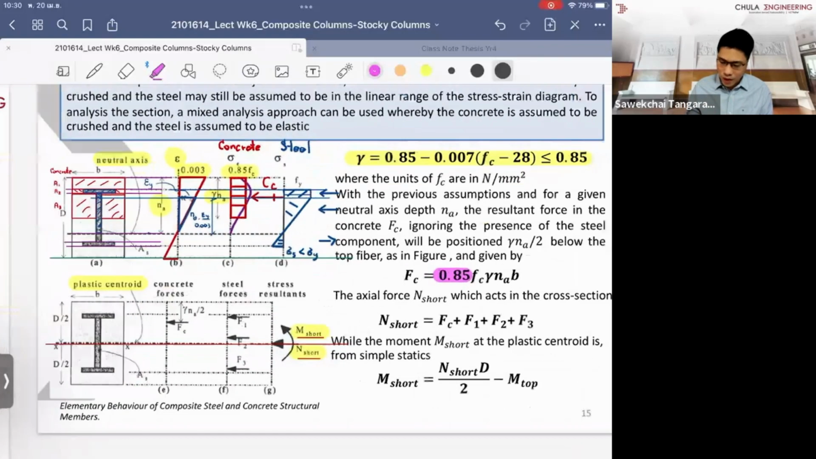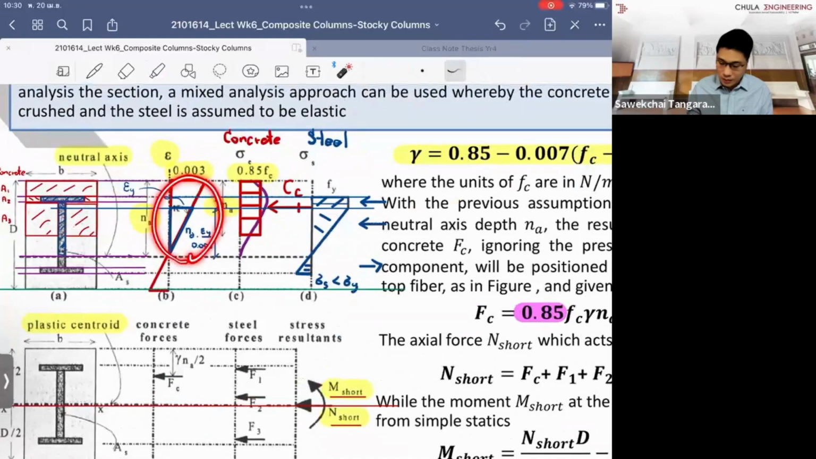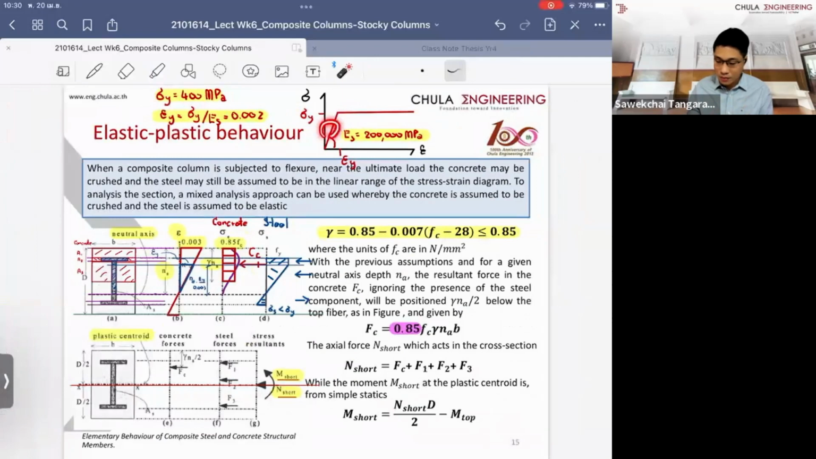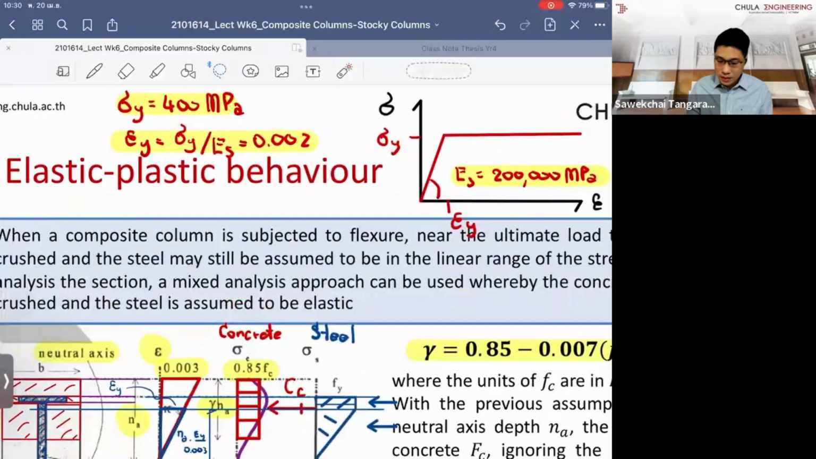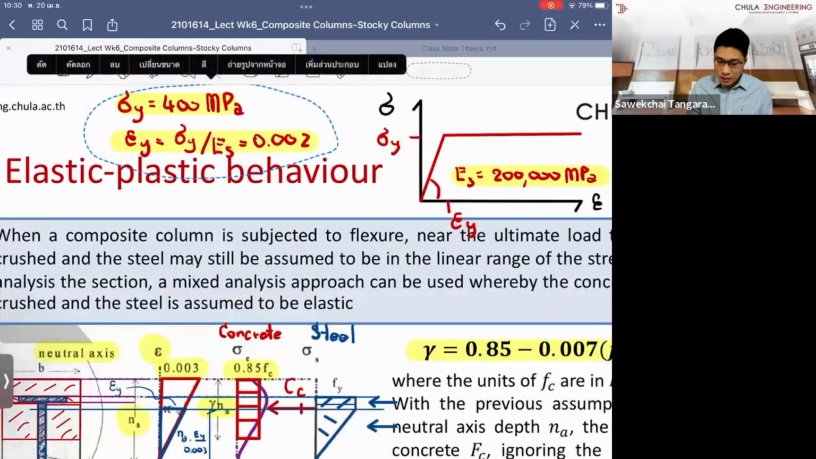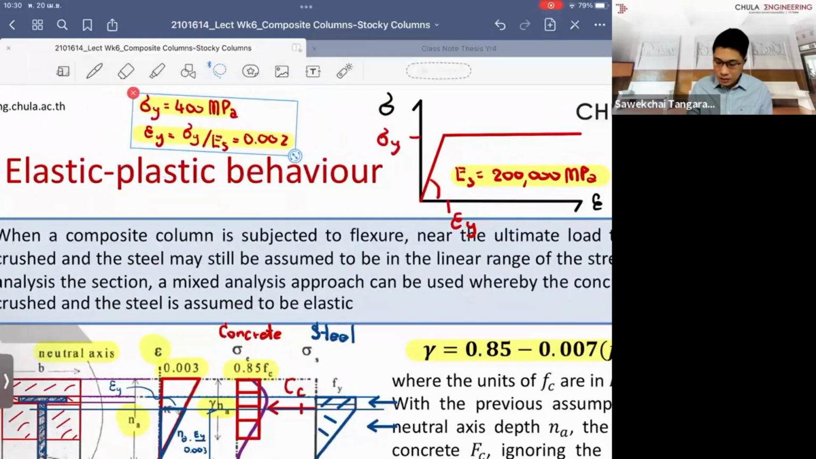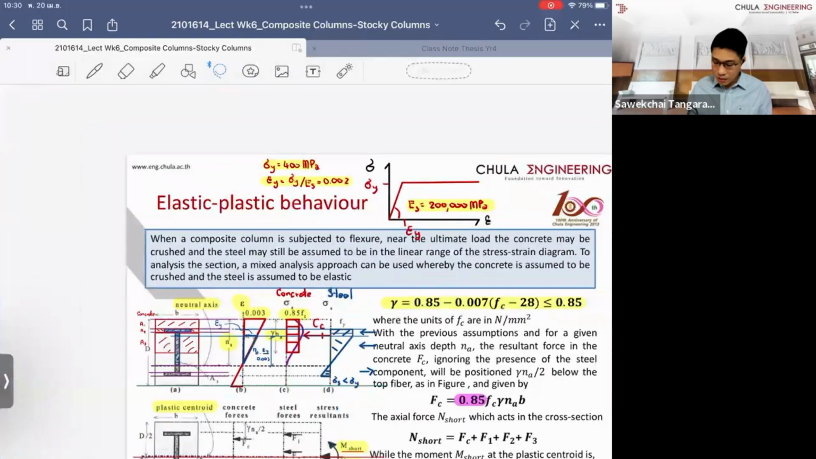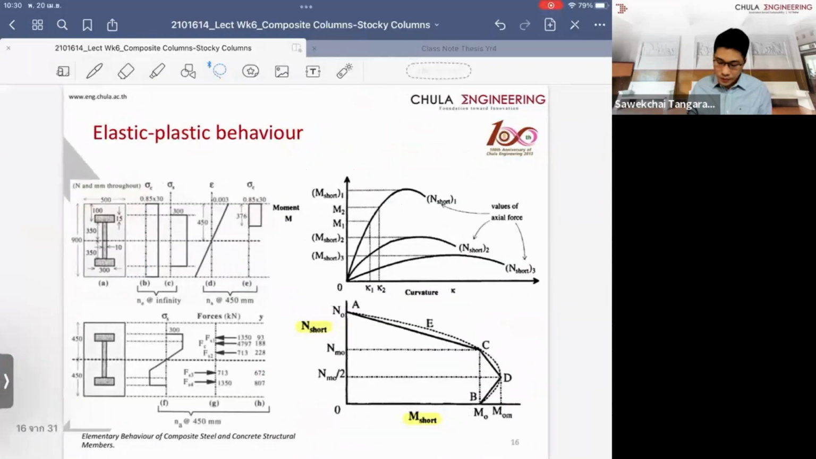But the way we calculate the neutral axis depth and so on, we have to do, because this is the elastic plastic analysis. So it is a combination of the elastic and the plastic stress. Before we move ahead, any question on this first? Please feel free to ask me. If you don't, let me continue further.